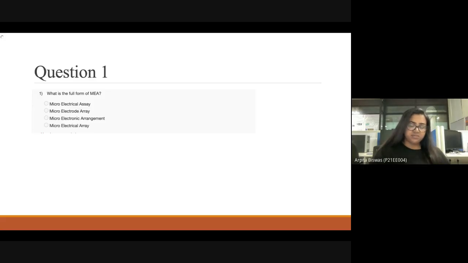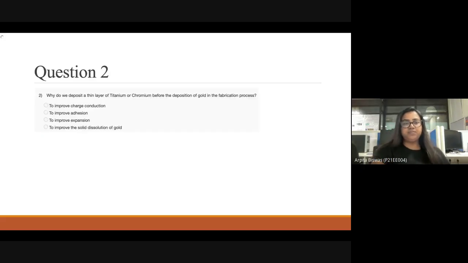So what is the right answer? The right answer is option B, microelectrode array. So next move towards question number 2. Why do we deposit a thin layer of titanium or chromium before the deposition of gold in the fabrication process?